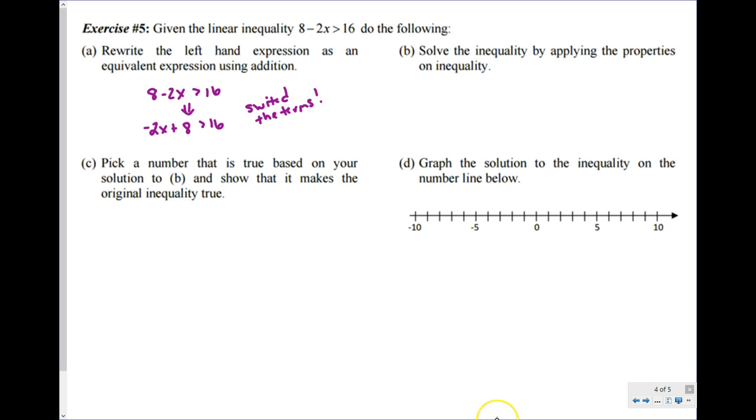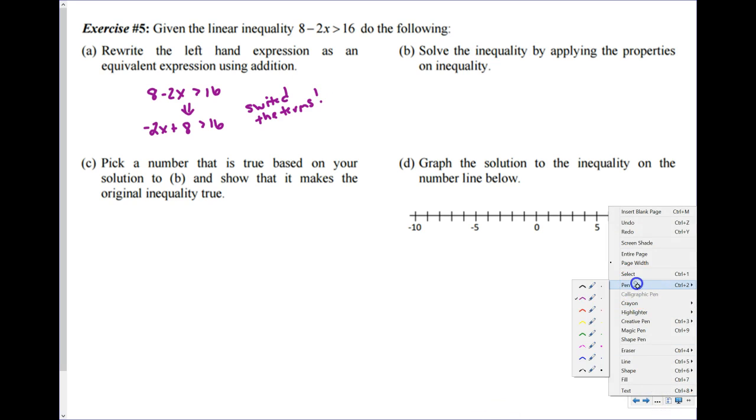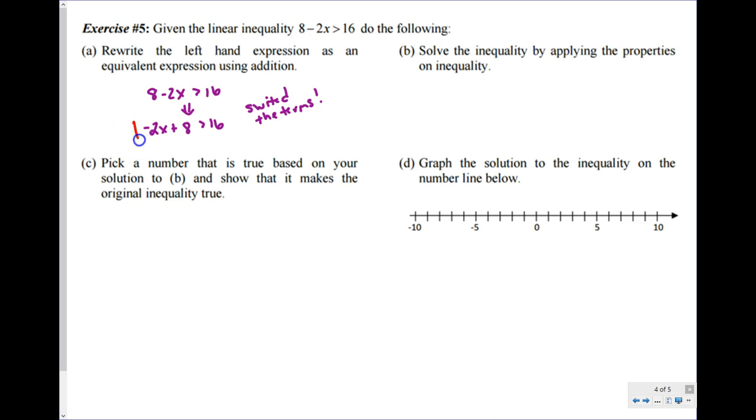We just switched the terms. Okay? Letter B now says solve the inequality by applying properties. So I'm going to take this negative 2x plus 8 and rewrite it over here. Negative 2x plus 8 is greater than 16. Now you don't have to do step A. This is just to help you see it better. Because now I can see that I want to subtract 8, whereas before it might not be as obvious that you should subtract 8 first. It's a little harder to see, so we rearranged it to help us see it better.